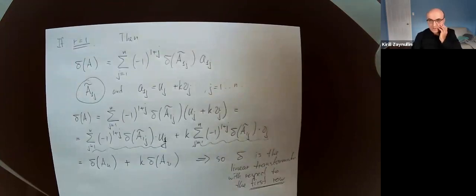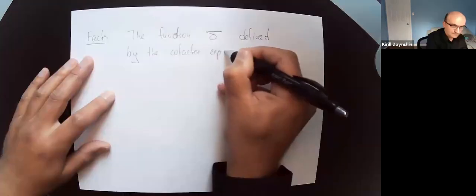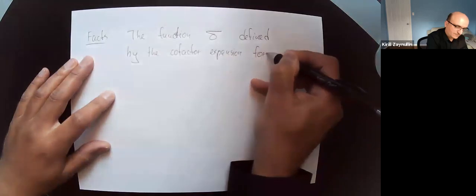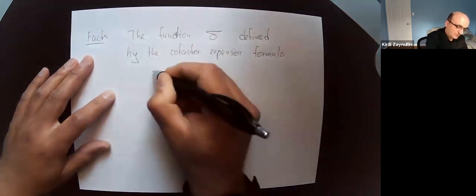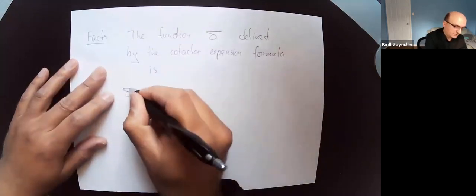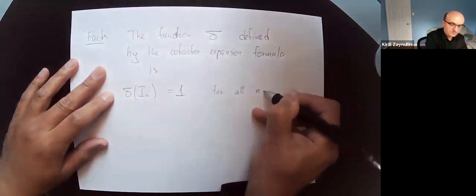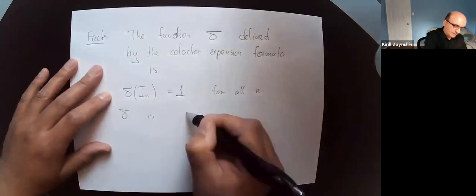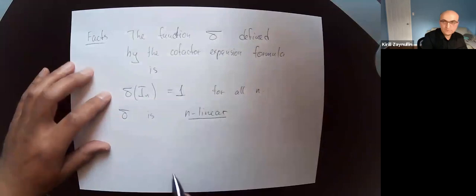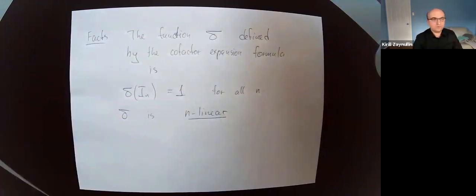Okay, so now what we would like to do is show that delta is, first of all, it satisfies the following properties. Delta of I_n is 1 for all n, right? And second, delta is n-linear with respect to the rows, with respect to the rows.